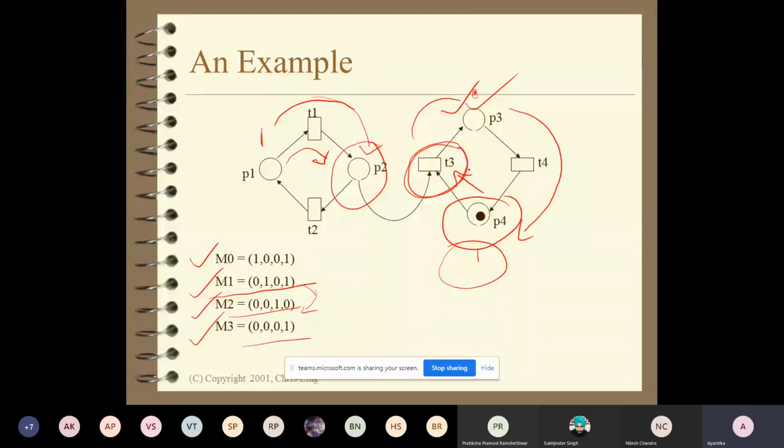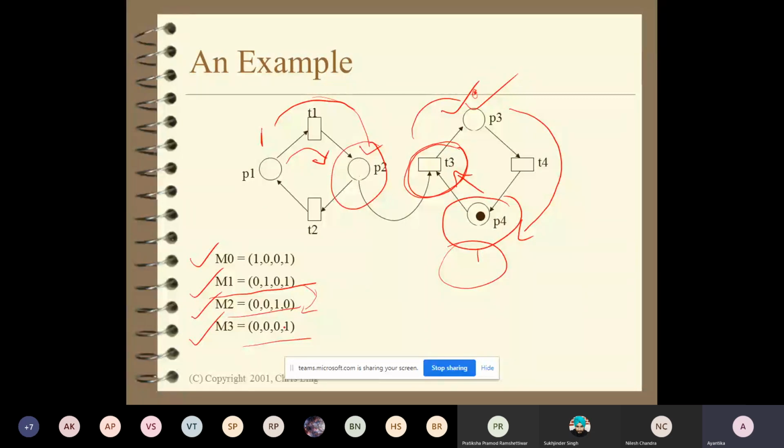that for this T3 to occur, we need inputs from this P2 as well as this P4. If both are not present, then even if this event is there, you can consider these as the preconditions. If these preconditions are not getting satisfied, then in spite of this T3 event being present, this transition will not take place.